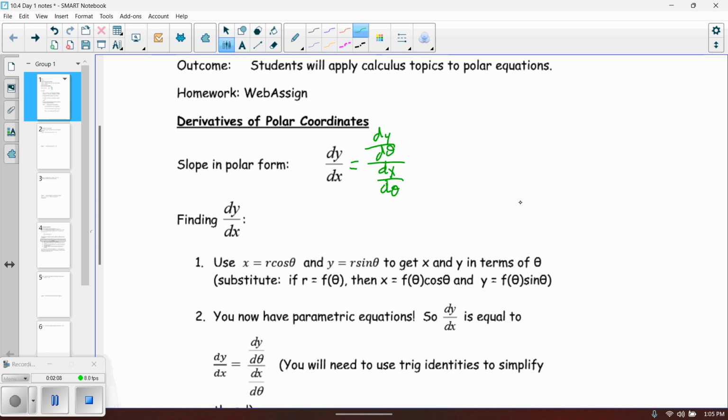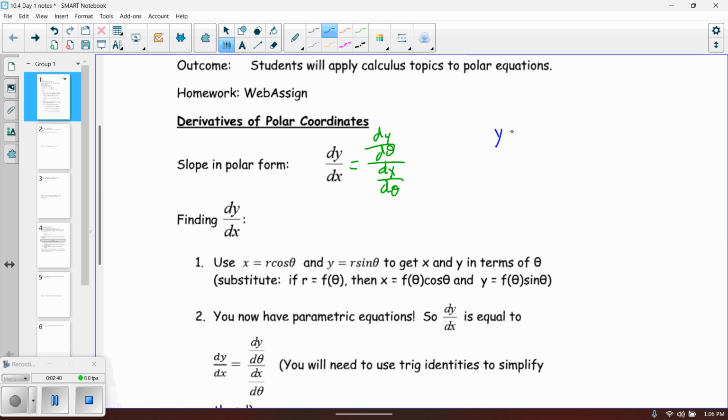The biggest thing is that is technically the slope, but it's not very usable. We have to be able to figure out what dy over d theta and dx over d theta are in better terms in order to do this. The formula itself looks really long and cumbersome, but if you understand the basic concept of the product rule, and we all should at this point, that's how this whole thing is derived. So let's go ahead and take a look at that real quick.